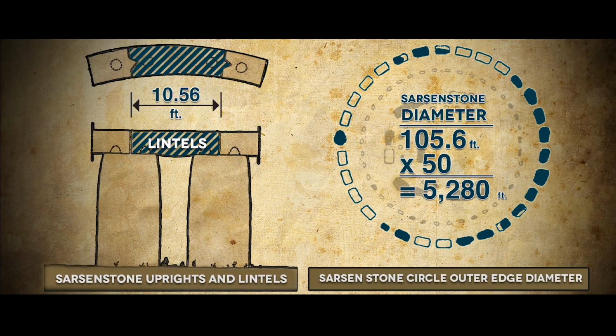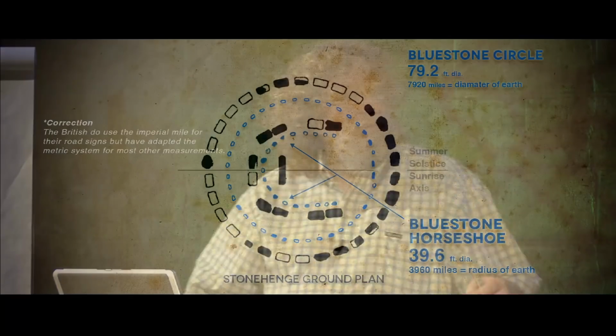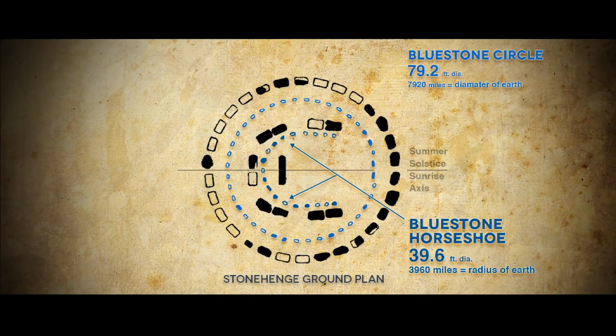So we here in America are essentially preserving that ancient sacred unit of measurement that was being used by the builders of Stonehenge. But we go further here, and we will go back and we'll see that the bluestone circle, 79.2 feet. So you've got the bluestone circle here, 79.2 feet. The bluestone horseshoe, which is laid out tangent to a circle, that is 39.6 feet, right here.